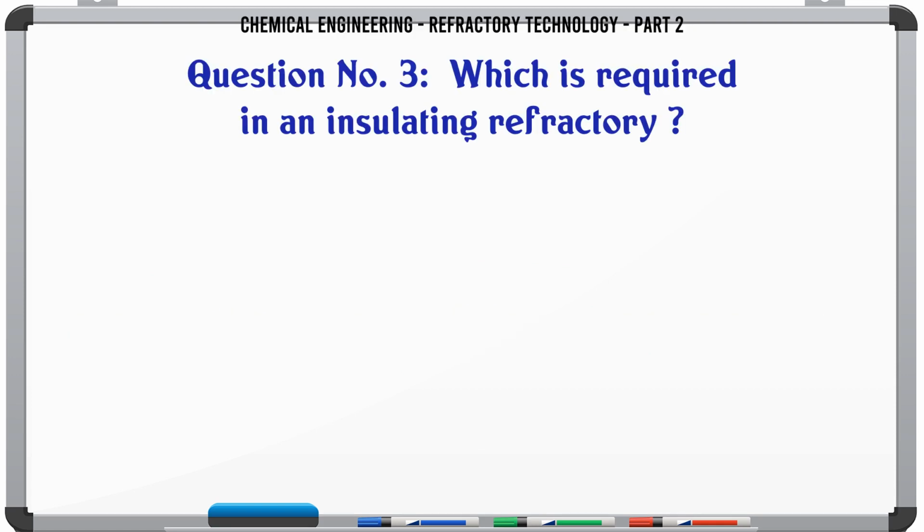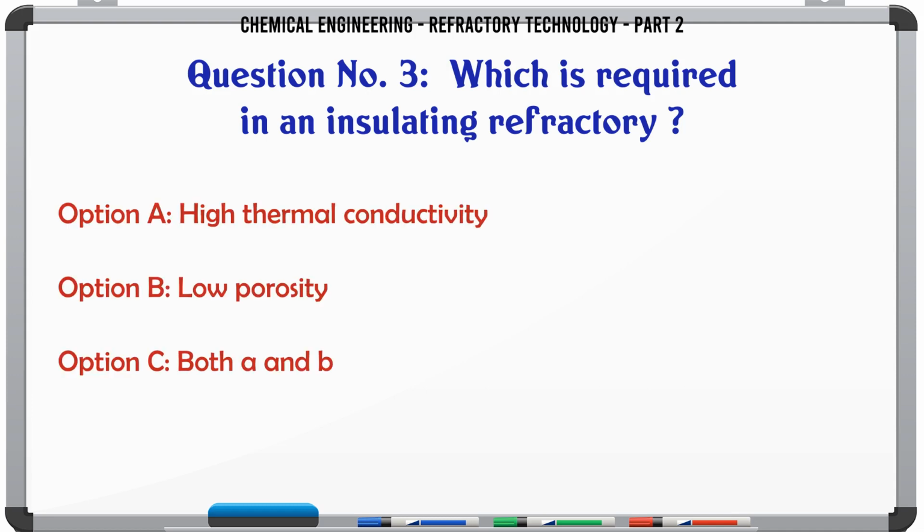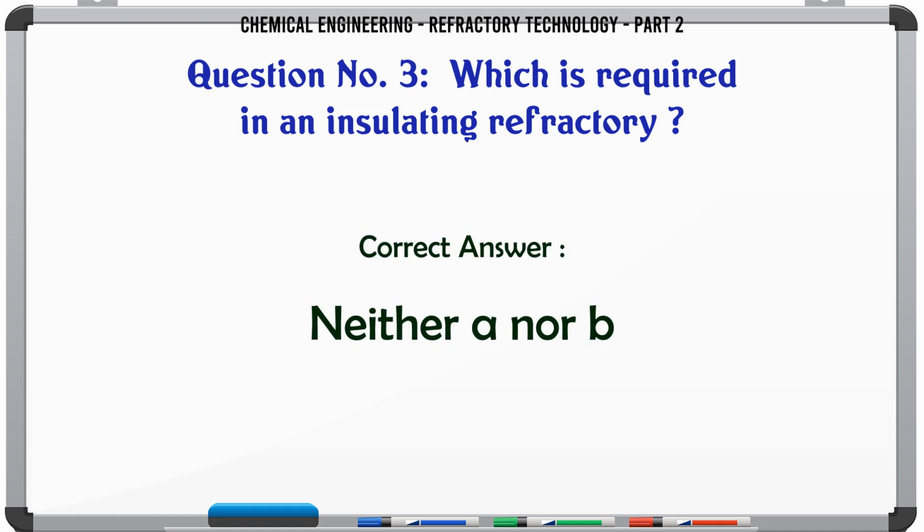Which is required in an insulating refractory? A. High thermal conductivity. B. Low porosity. C. Both A and B. D. Neither A nor B. The correct answer is neither A nor B.